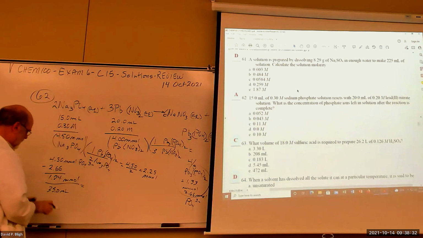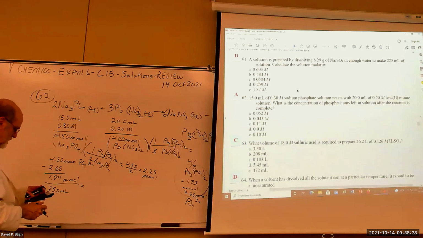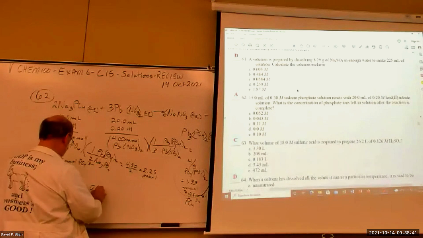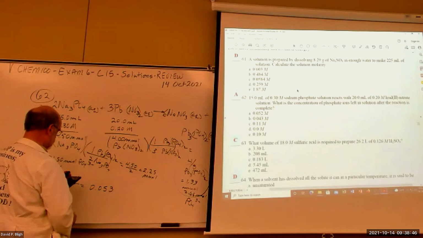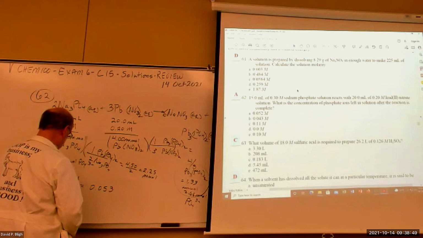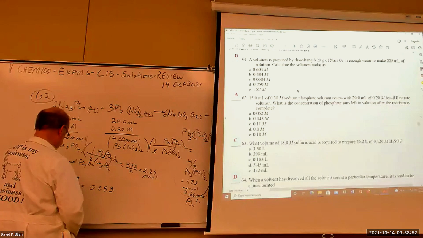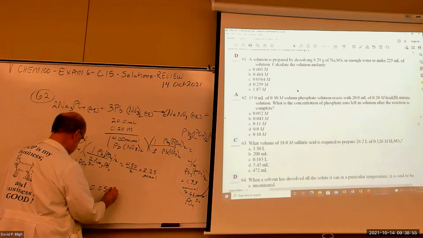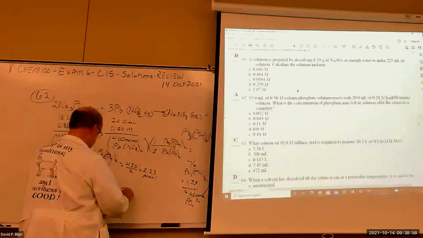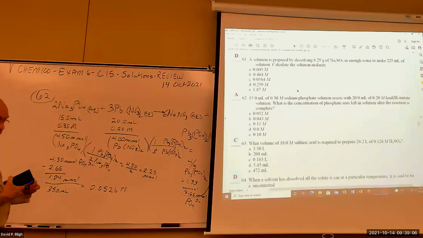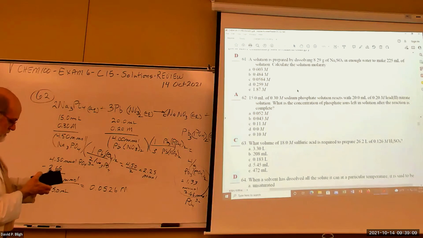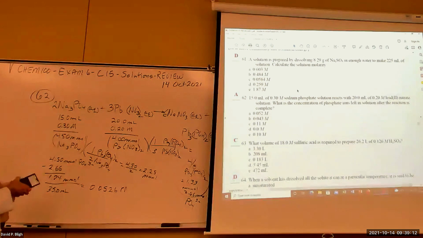Right. So 1.84 divided by 35 milliliters is 0.0526 molar. Well, there's the closest one right there, 0.052. Right? That took a lot of work, but you got to practice these things.